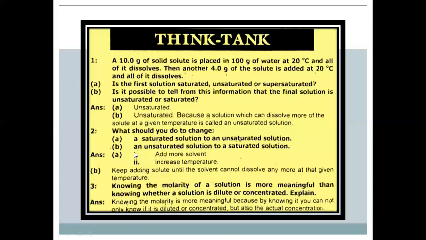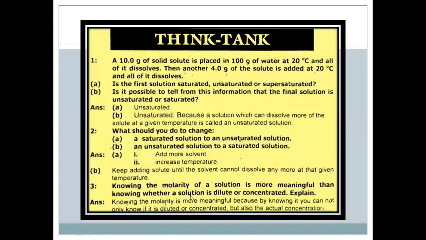Second part or B part, an unsaturated solution to a saturated solution. It's understood that to convert unsaturated into saturated, we have to add more solute in it. And we will go on adding more solute in it until the extra settles down at the bottom. And temperature is given, means temperature is constant.